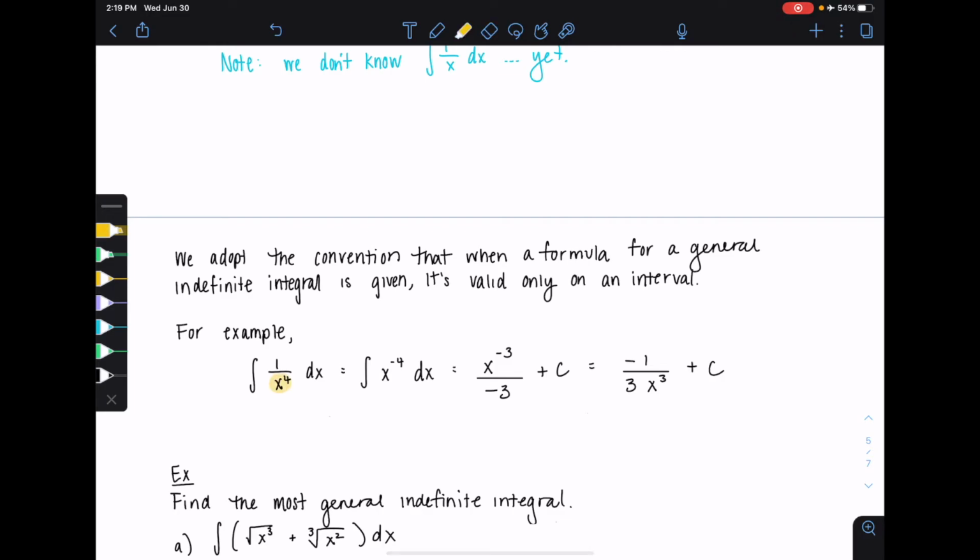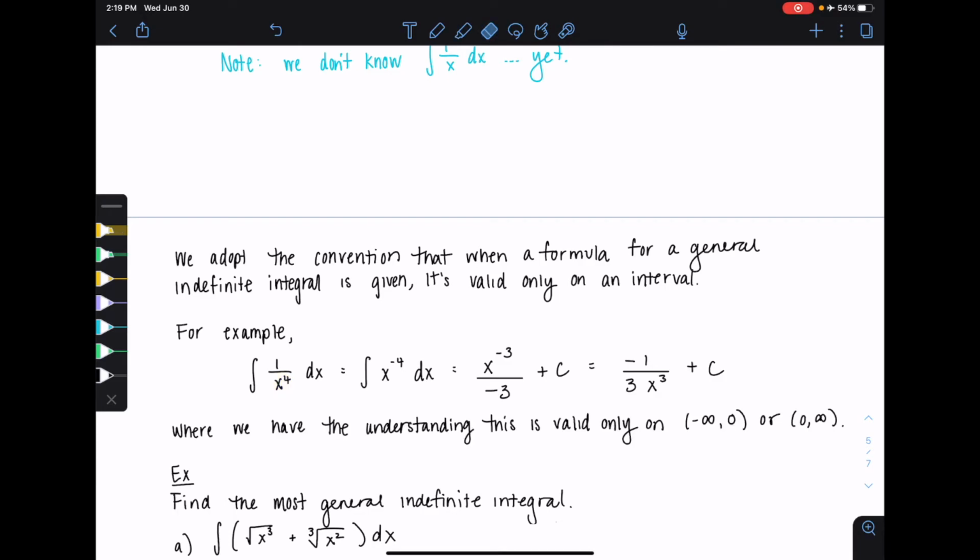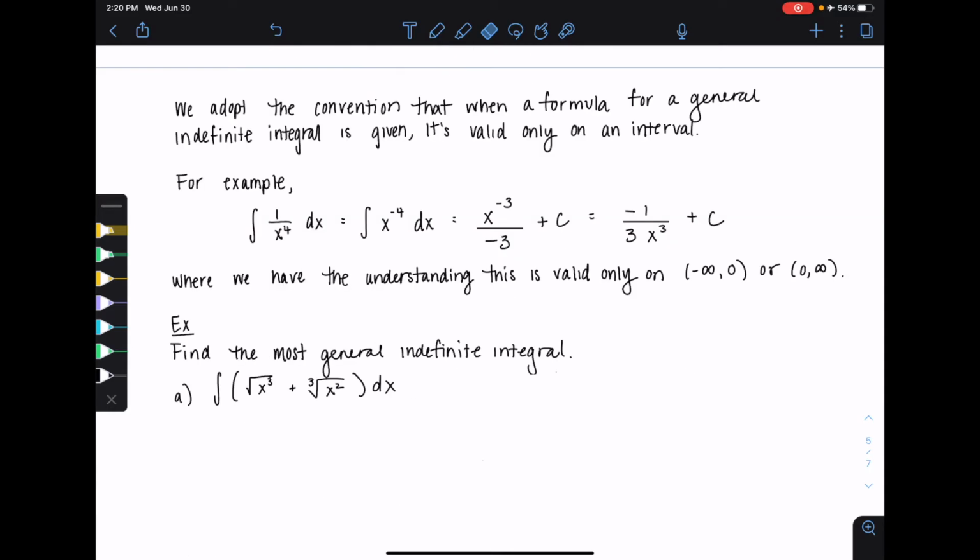If you think of this function, it's undefined at 0. So we have this understanding that this only works when x isn't equal to 0. So on that interval from negative infinity to 0, and 0 to infinity. It doesn't make sense at 0 itself. So let's try some examples.